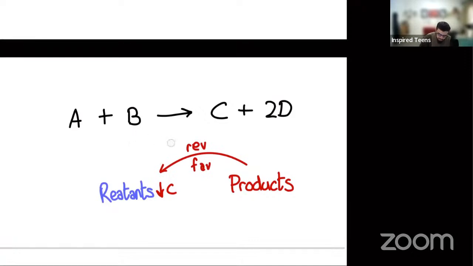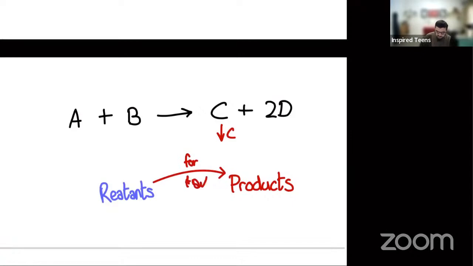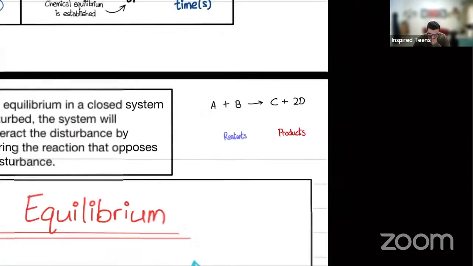Okay, let's do the other side. If you want to decrease the concentration of a product, the same side is favored. So you need to favor the products. To favor the products, you favor the forward. Forward favored. Okay, I hope that makes sense.